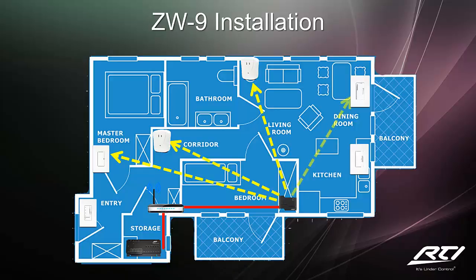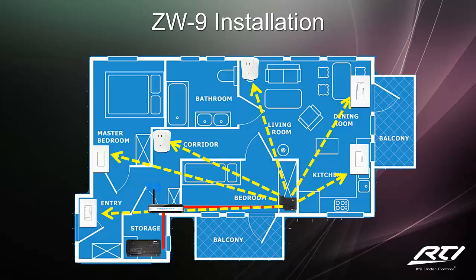Once we have the device powered and connected to the network, we can proceed with the programming for the additional devices. Again, the nice thing about the Z-Wave network is that each one of these devices can communicate with each other, thus creating a larger Z-Wave network range. This is all done within the programming software.